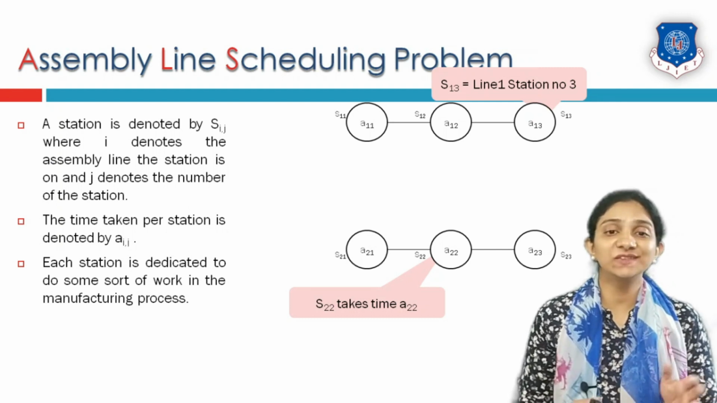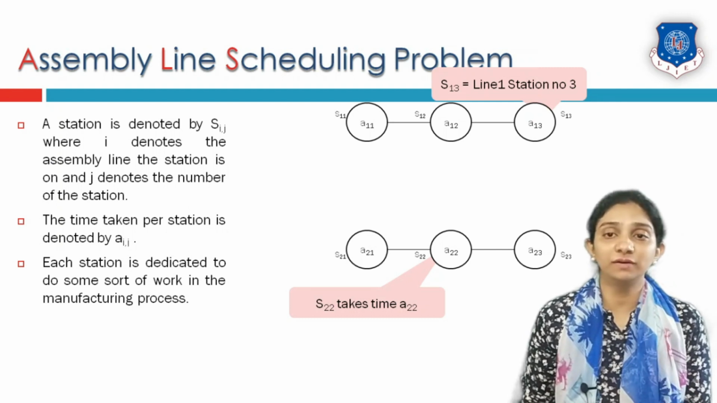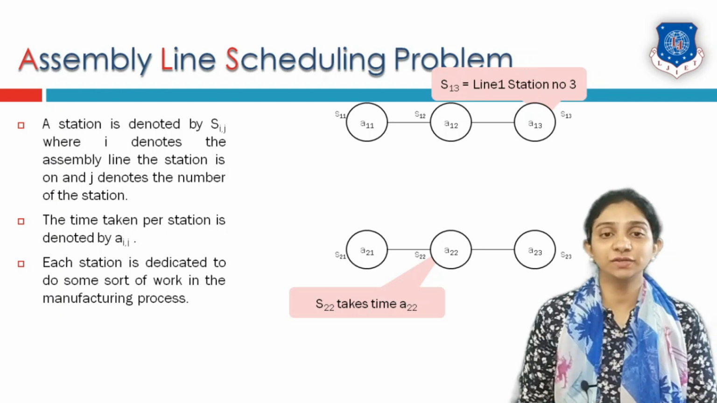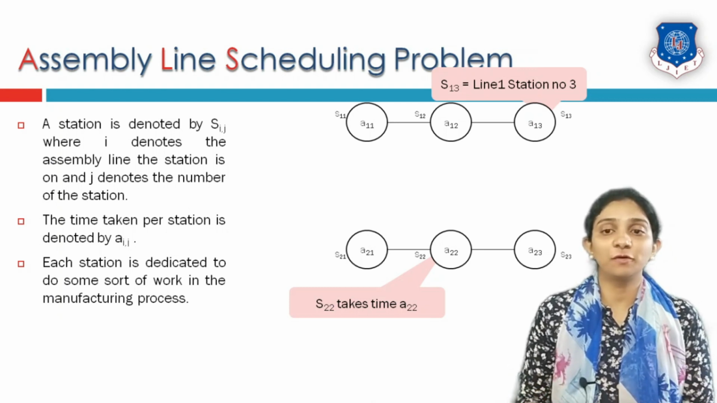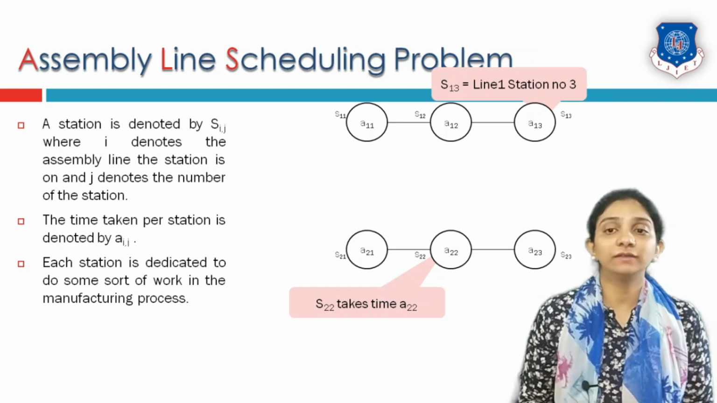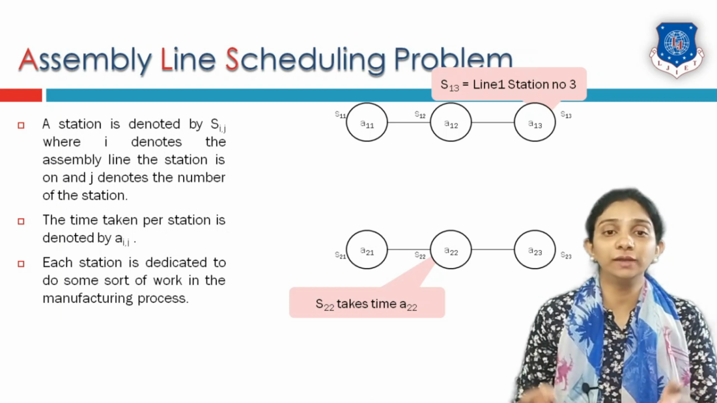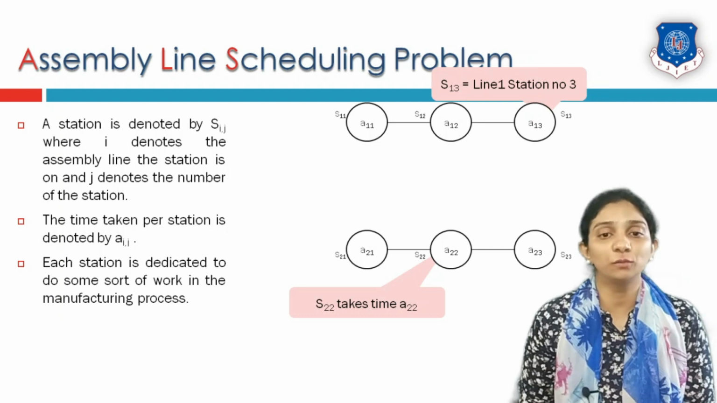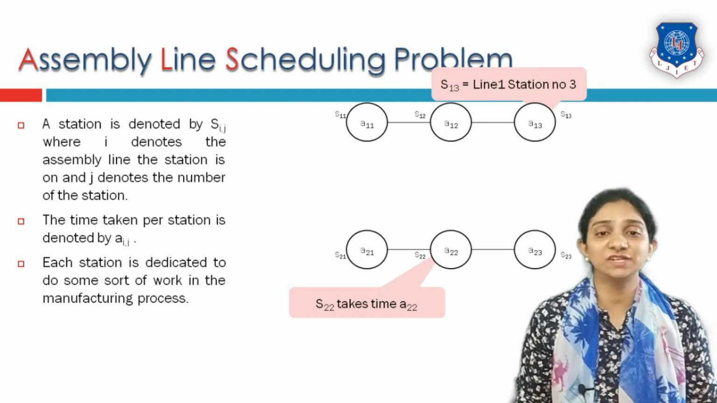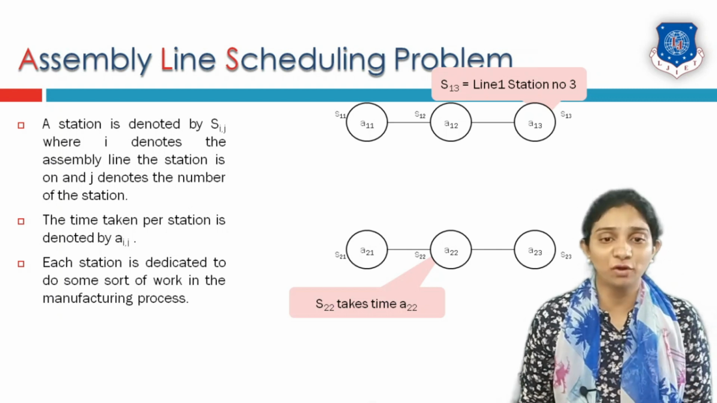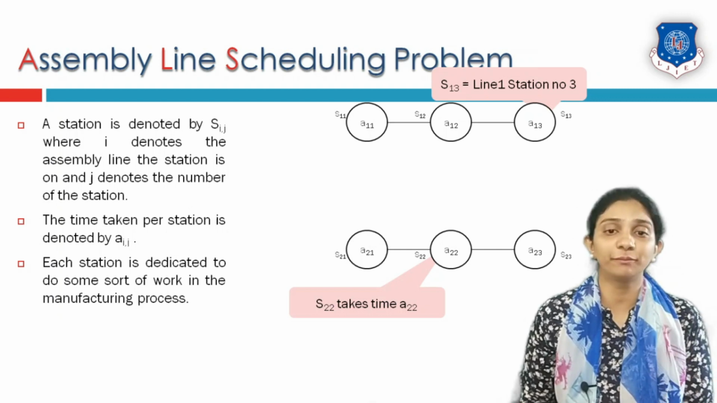Each station is dedicated to some sort of work. For example, the first station performs body manufacturing, the second station performs interior manufacturing, and the third station does processing or coloring of the good. So that is nothing but a series of processes. Each station does only one type of work in the manufacturing process.